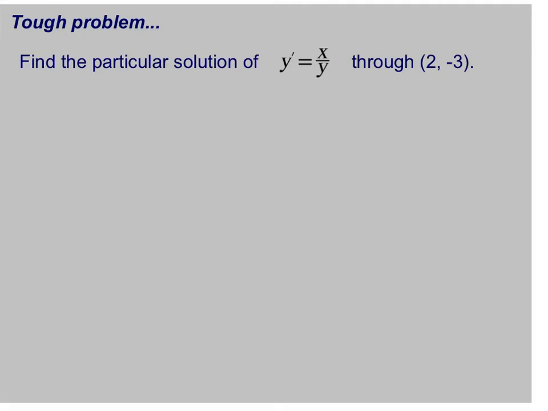Okay, let's take a look at another problem. The next problem is a bit tougher than the previous one. Find the particular solution. Now we're going to need to find the solution through a specific point of y prime equals x over y. The first thing I want to note here, y cannot equal 0. That is a domain restriction in our differential equation. Therefore, we have to include that in our particular solution.